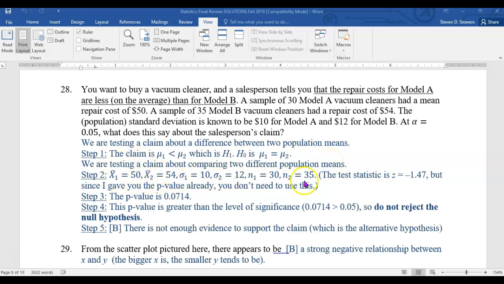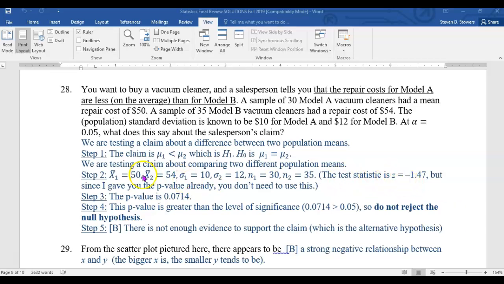The numbers we would have to use to calculate the test statistic are the sample means for the 2 different samples. The Model A had a sample mean of $50, and the Model B had a sample mean, an average repair cost for the ones in the sample, of $54. So that's your X bars, 1 and 2. The standard deviations are $10 for Model A and $12 for Model B. So that's your sigmas 1 and 2. The sample sizes are 30 and 35.